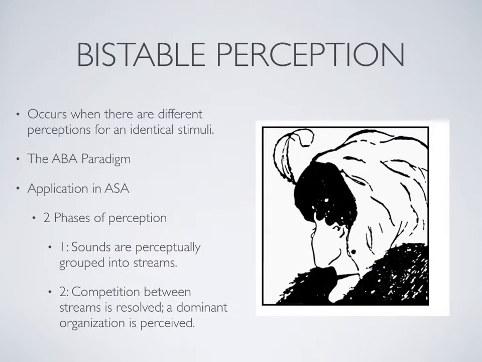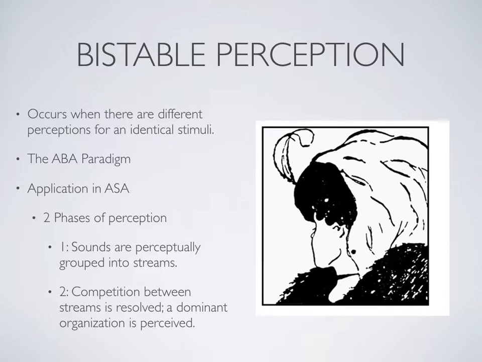A bistable perception is where there are different perceptions despite there being identical stimuli. For example, take a look at the picture to your right. Do you see an old woman or a young woman? Despite there being the same stimuli, we may perceive two types of visual perceptions. Auditory neuroscientists use the same concept except with auditory stimuli. For example, think of the Laurel versus Yanny craze of last year.